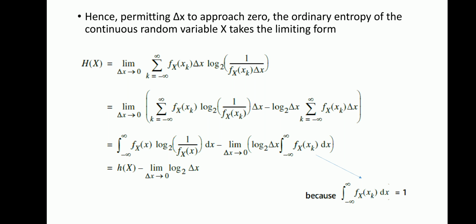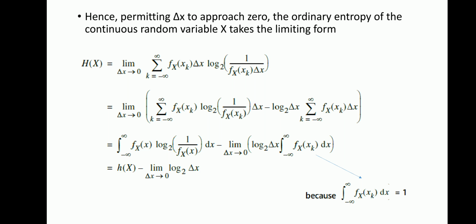We are taking this limit del x tends to 0 instead. So you will get limit del x tends to 0, the remaining is log of del x to the base 2. The summation is changed to integration of minus infinity to plus infinity fx of x dx. And we know that if you are integrating the probability density function between the two limits, you will get 1. That means minus infinity to plus infinity fx of x dx is 1. So that term becomes 1.